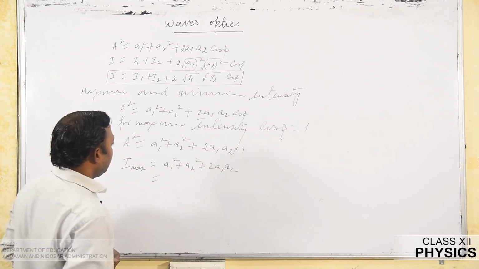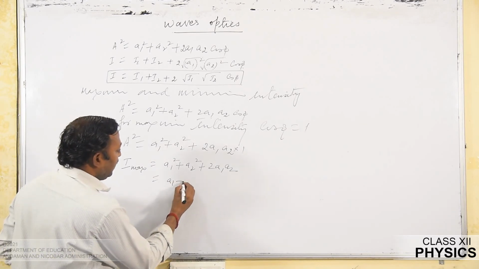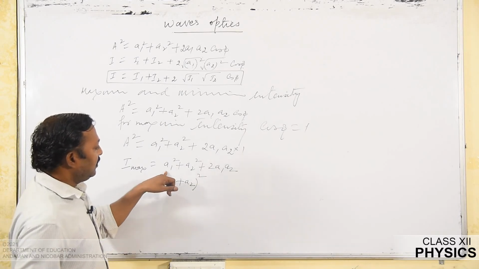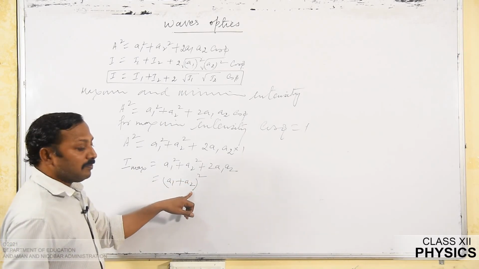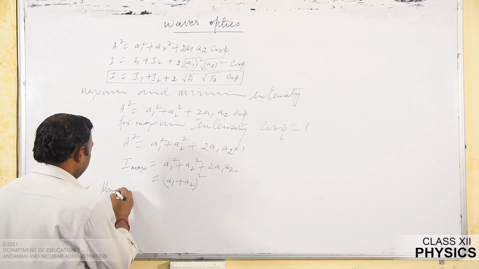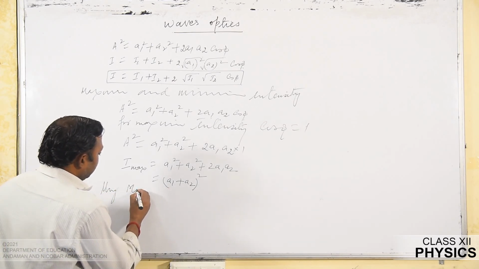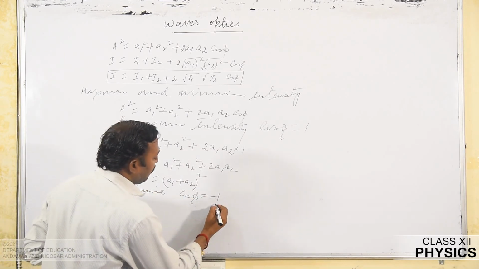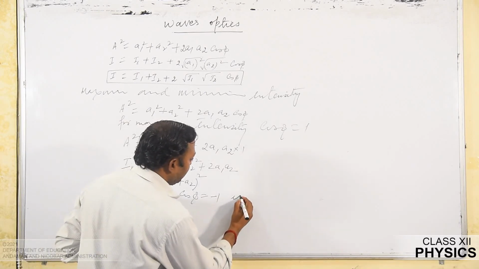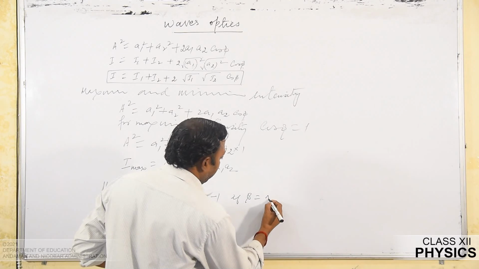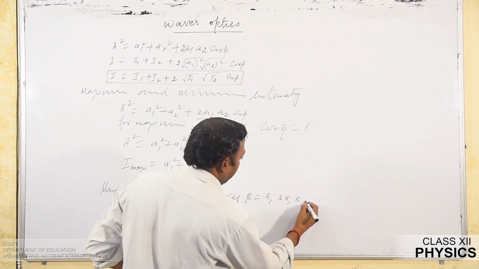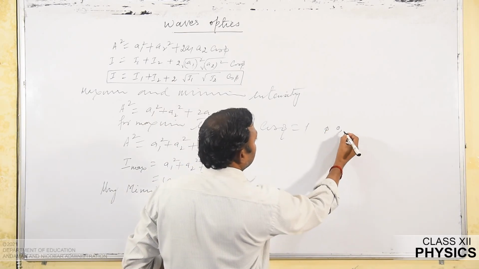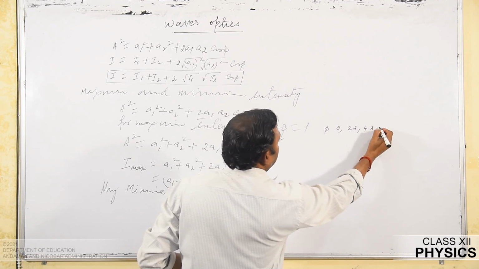Further this can be written as a1 plus a2 whole square. When we expand, you will get this expression. So I maximum is equal to a1 plus a2 whole square. Similarly, for minimum intensity, cos phi will be equal to minus 1. This is possible if phi is equal to pi, 3 pi, 5 pi and so on. For cos phi equal to 1, phi will be equal to 0, 2 pi, 4 pi and so on.